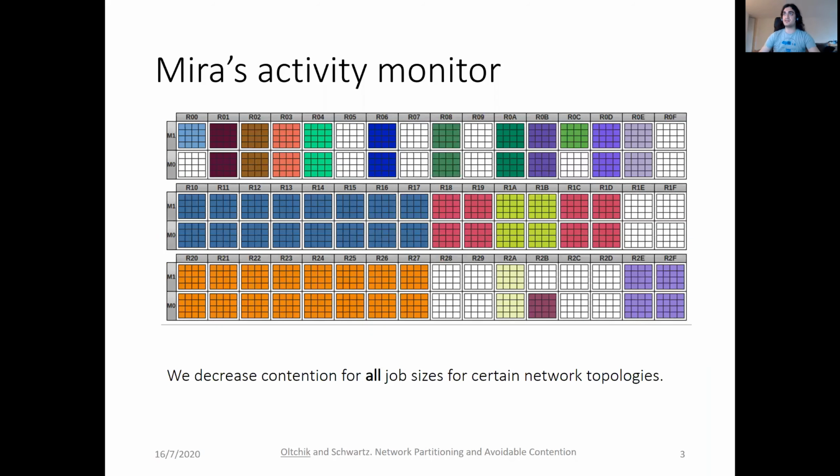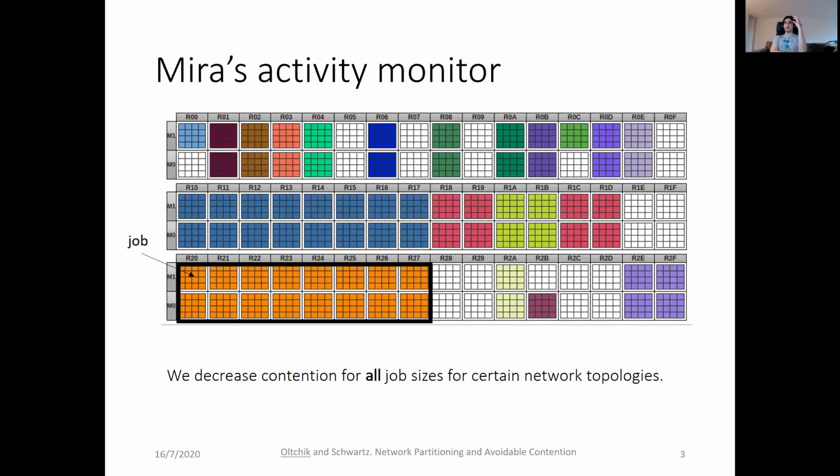Here you can see the activity monitor of a specific supercomputer named Mira. Every concurrent job is color-coded. This orange rectangle is one specific job that is being executed. As you can see, it is simply too small to be affected by the global bisection bandwidth of the entire system. In this work, we will show how to decrease contention for all job sizes for certain network topologies.